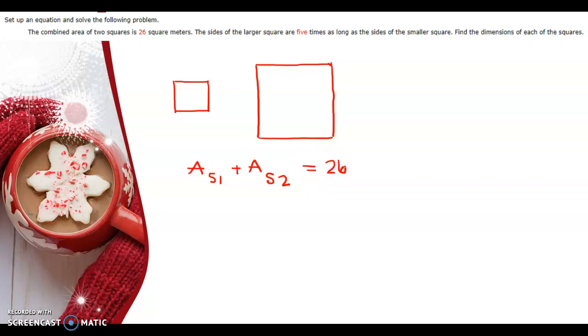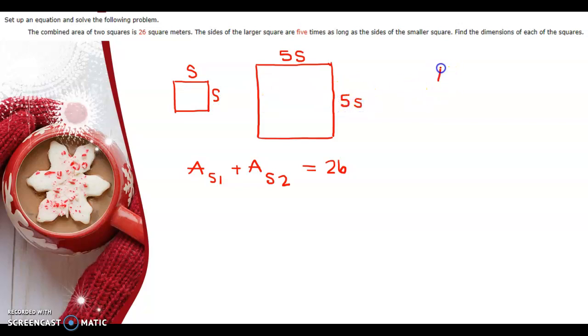That's our starting point. The sides of the larger square are 5 times as long as the sides of the smaller. So if I called the smaller side length S, then the larger side length would have to be 5 times that, or 5S. And remember, a square has sides all of equal lengths.